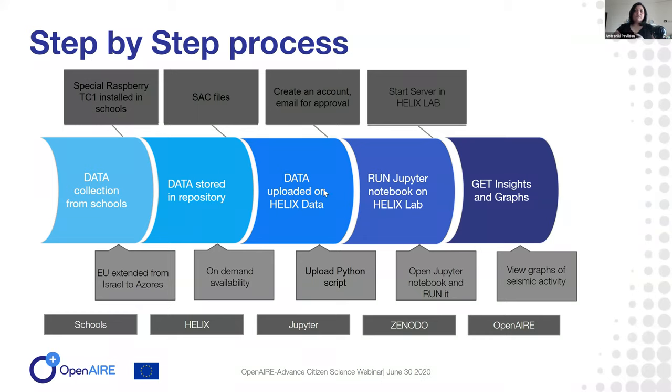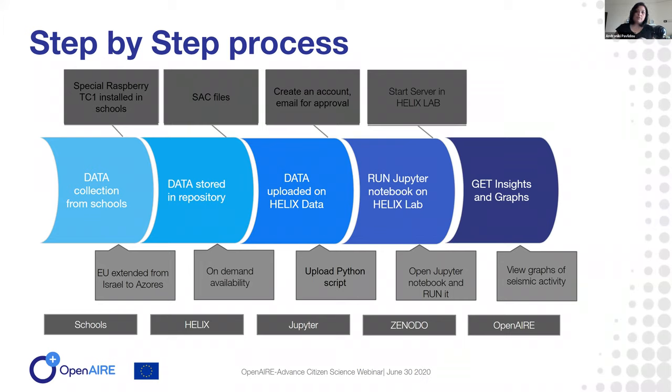And the third one, which is different in this case compared to what you saw before, is that now you need to create an account and email for approval to the admin of Helix and explain, this is my name, I want to use the Helix lab for this purpose. And then you need to upload a Python script that is created for the seismic activity data set. So we have a new Python script just for that. Then you run a Jupyter notebook on Helix lab. You start your server and you open the Jupyter notebook. And you get really nice graphs out of the seismic activity.